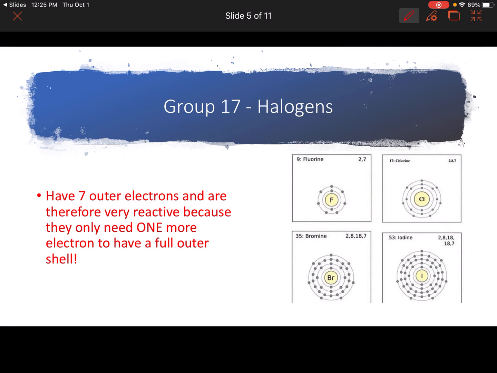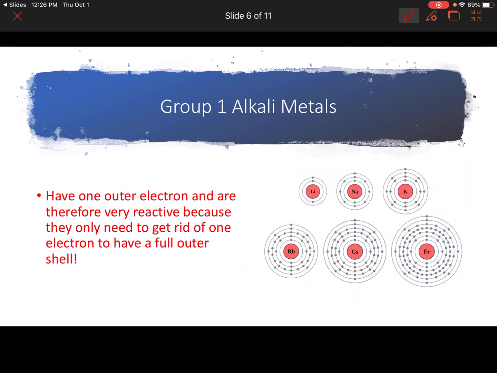The first one is group 17, so this is our halogens, and you would have learned that the other day when we went through the families. The halogens have 7 outer electrons. You can write this part down here. They've got 7 outer electrons, or 7 valence, and they are therefore very reactive because they only need 1 more electron to have a full outer shell. So if you look at all of these Bohr models, these are all halogens here, they all have 7 valence, and so they only need 1 more. So what's going to happen is they're going to take an electron from another atom.